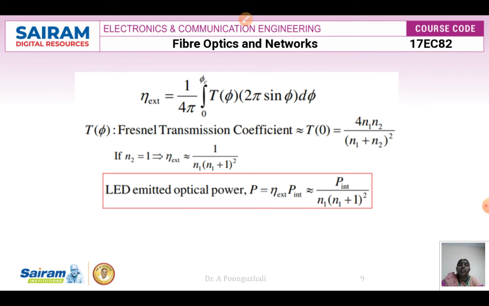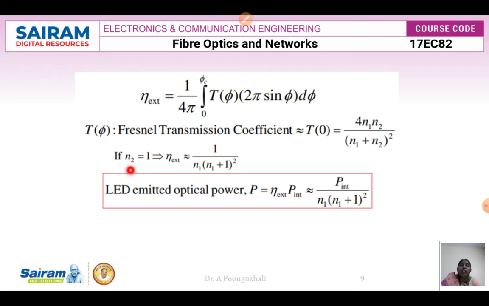Here the external quantum efficiency can be given as 1 by 4 pi times the integral from 0 to phi_c of T(phi) times 2 pi sin phi d phi, where T(phi) is the Fresnel transmission coefficient, which can be written as T(0) equal to 4 n1 n2 by (n1 plus n2) whole squared.